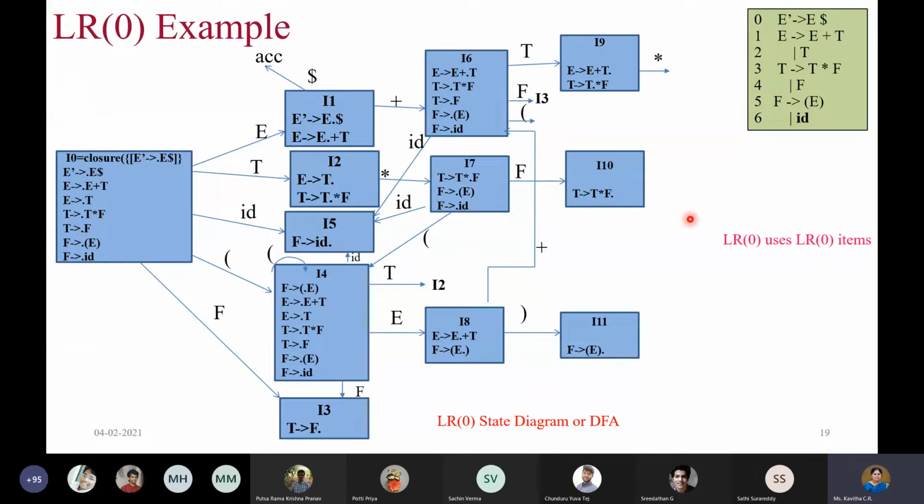Okay, so to complete this, on F here it will go to I3. On open parenthesis it will go to I4. On star over here it will go to I7. And that's it. Now you see all the paths.